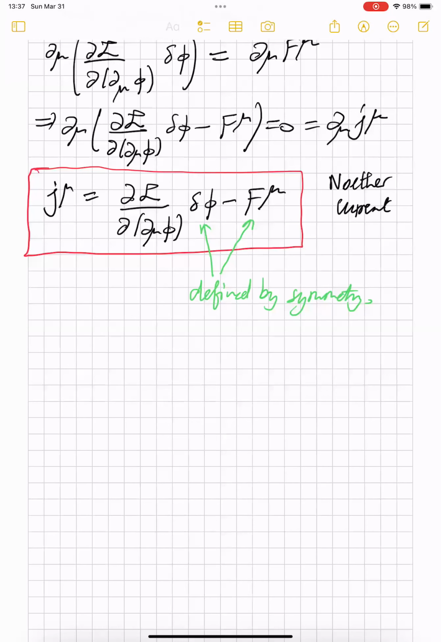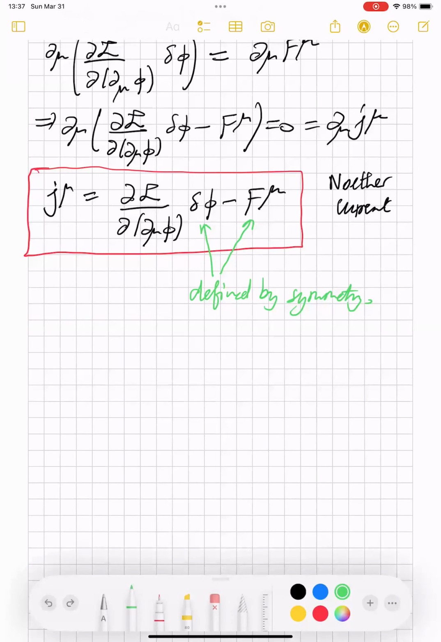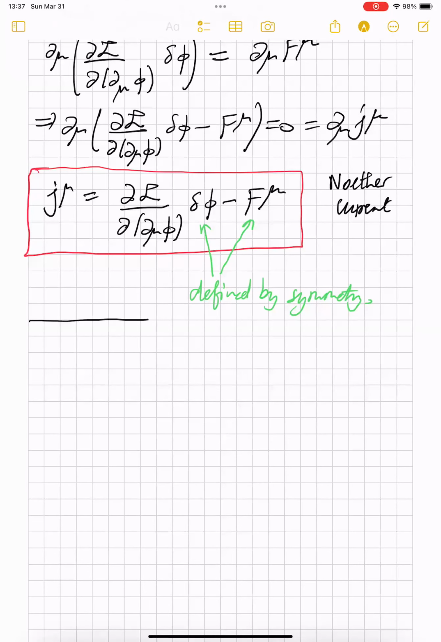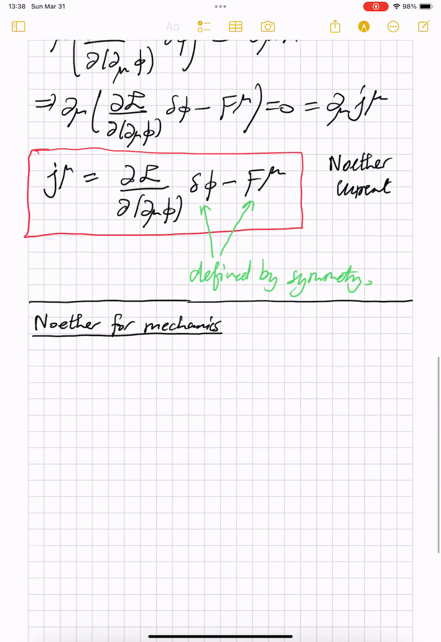Okay, so we've proved Noether's theorem for field theory, but let's just spend a minute to ask ourselves, what would Noether's theorem say for mechanics? Let's have a little section here called Noether for mechanics. I'm going to give you a couple of pointers if you are trying to prove Noether's theorem for mechanics. Try to do that. That's a great exercise. But what would you find?